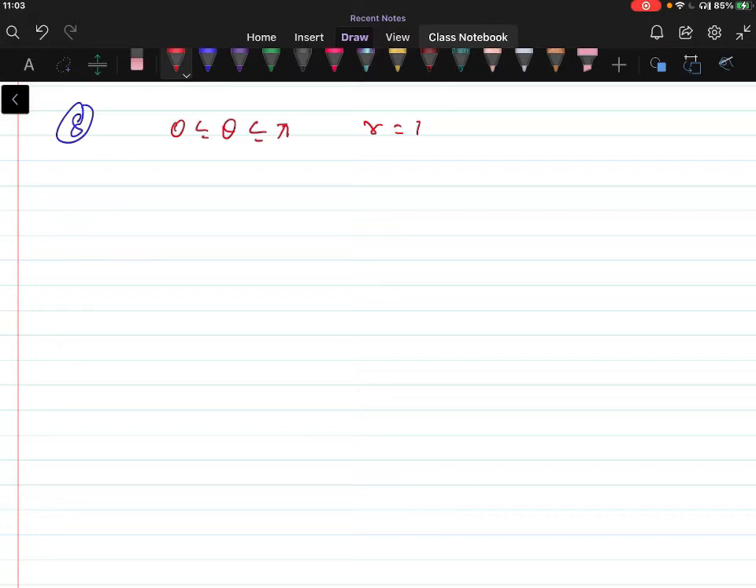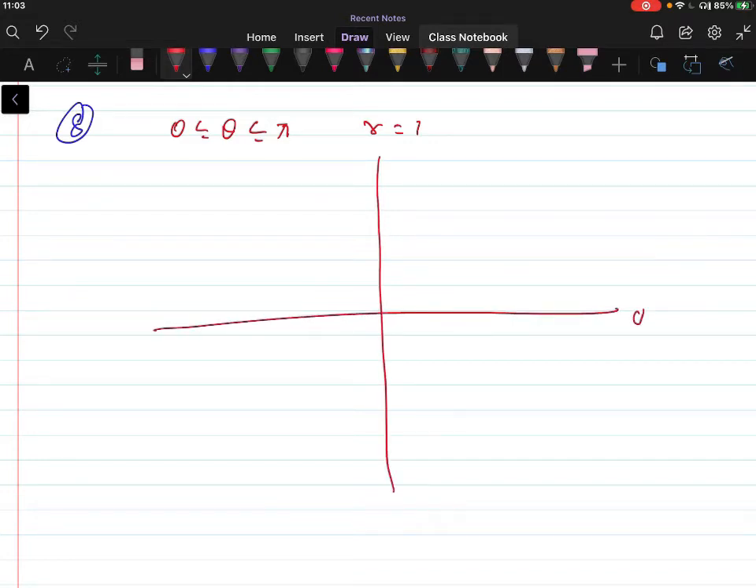Plot the points where theta varies from 0 to pi and r is equal to 1. So let us have the plane with theta is equal to 0, theta is equal to pi by 2, theta is equal to pi. So therefore theta varies from 0 to pi, and r is equal to 1 is a circle with center at the origin and radius 1.